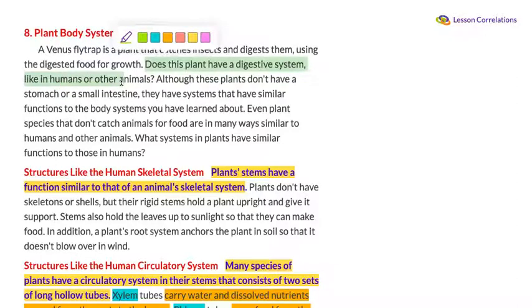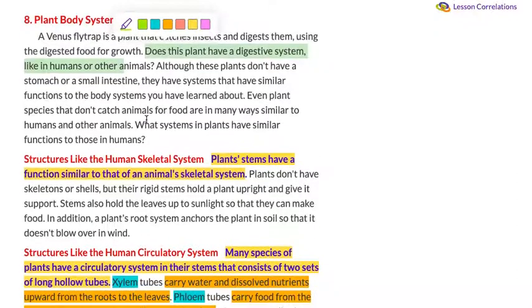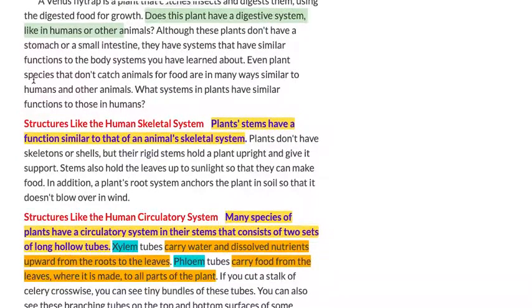They don't really have a stomach or a small intestine, but they do have systems that are similar to our body systems. And so even plant species that don't catch animals for food are very similar to how humans and other animals are structured.